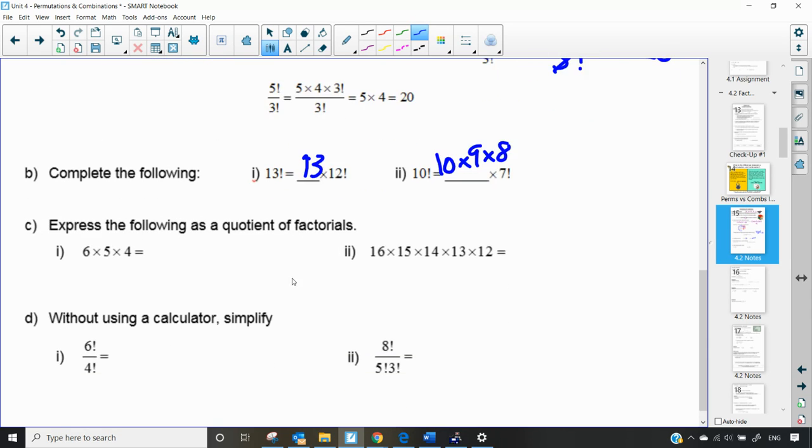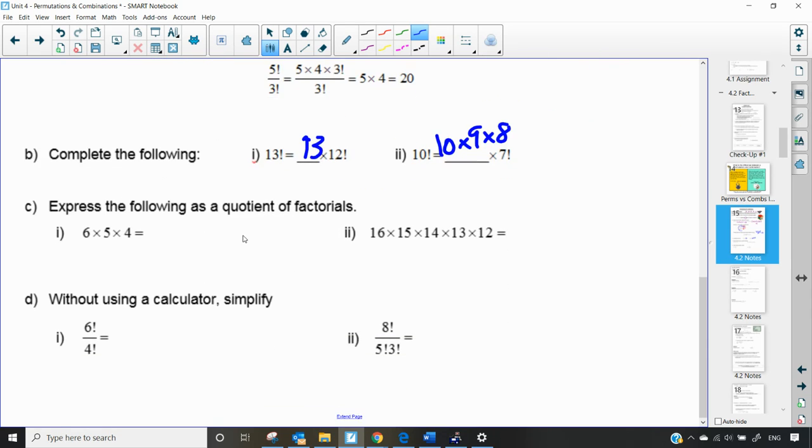We're going to look at some other examples here. Again, we're just building on that concept, seeing how this can be used in a variety of ways. Express the following as a quotient of factorials. Well, 6 times 5 times 4. Well, this would have started off originally as 6 factorial. And what's missing at the end is the 3 factorial. So that's what we would have divided out. So 6 factorial divided by 3 factorial. If you want to see how that works, we would have gone 6 times 5 times 4 times 3 factorial all over 3 factorial, and these would have canceled.